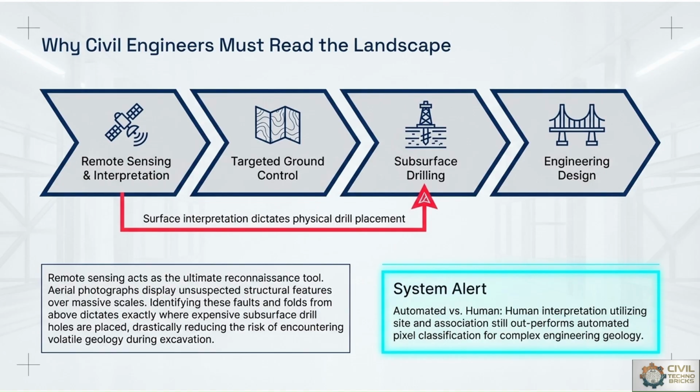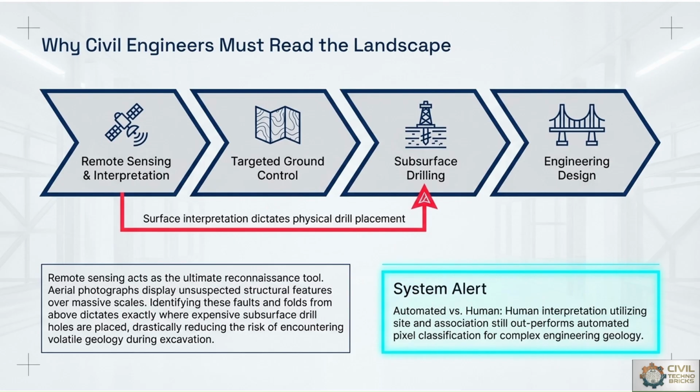Why must civil engineers read the landscape? That is the process which is initiated with reference to remote sensing and interpretation techniques. At the same time, targeted ground control points are to be mapped based on the data collected, where surface interpretation dictates physical drill placement so that we can study the subsurface components also. Means by using remote sensing and interpretation, we study the components on the surface of the earth and also the components below the surface with reference to some drilling techniques. At the end, we can design the engineering structures based on surface and subsurface conditions.